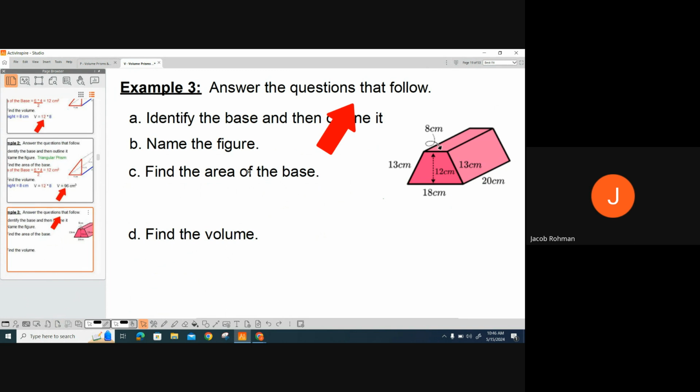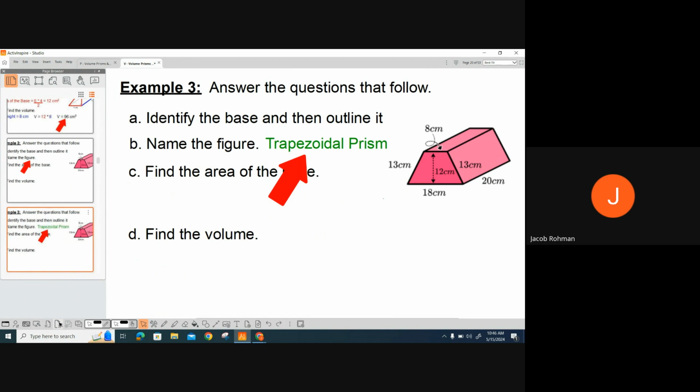Example 3, same thing. We're going to answer the questions that follow. We're going to start with naming the figure. And this is a trapezoidal prism. And the area of the base here in letter C, well, the base is this green trapezoid that I've outlined here.